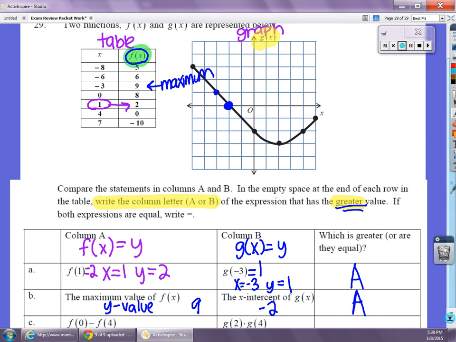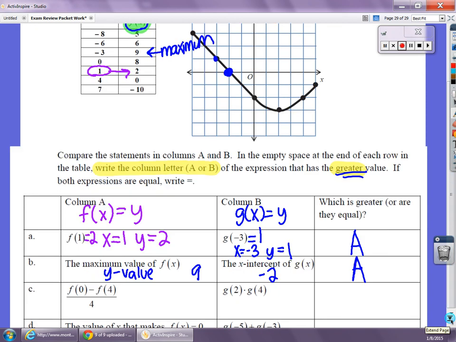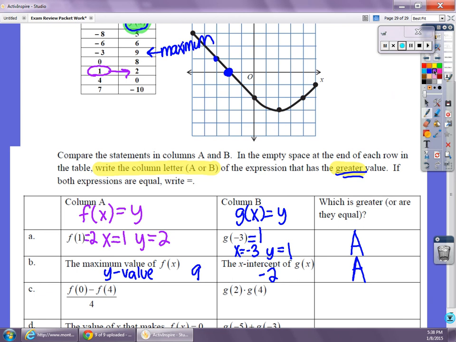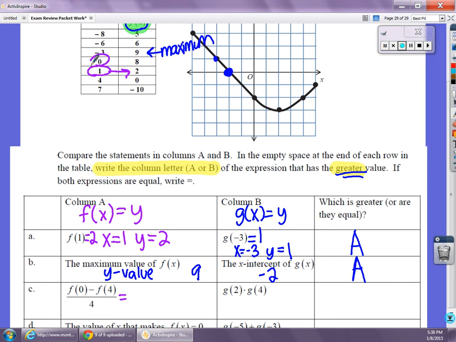Okay, part C. We have a bit of an expression here. So we're looking for f of 0 minus f of 4 divided by 4. Before we can answer that question, we actually need to figure out what f of 0 is. So let's use our table. So f of 0 is going to give us 8: when x equals 0, y equals 8. F of 4: when x equals 4, y equals 0. So that's our f of 0 and f of 4 values. So we have 8 minus 0 divided by 4. Well, that's 8 divided by 4, and that equals 2.